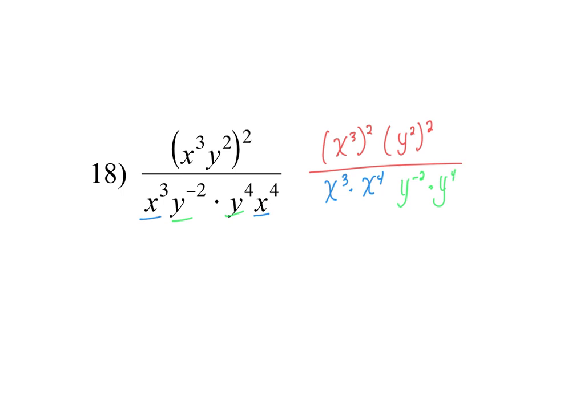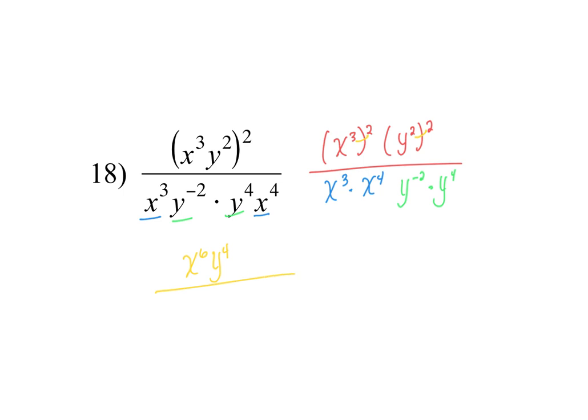All right? And so I'm going to simplify those individually first. In that numerator, I have power to a power. I am going to multiply 3 times 2, x to the 6th. The y, 2 times 2, y to the 4th. That is all I can do in the numerator for right now.